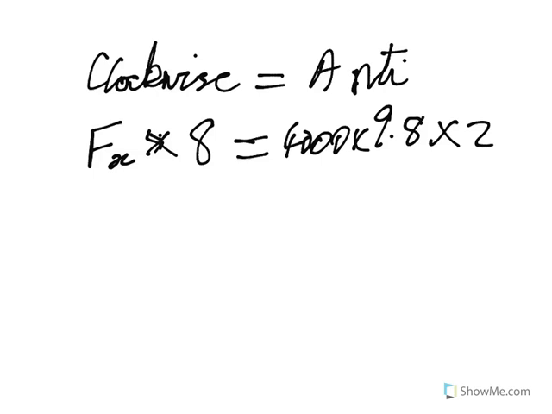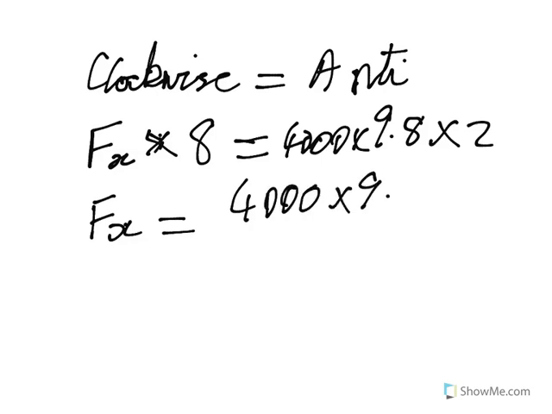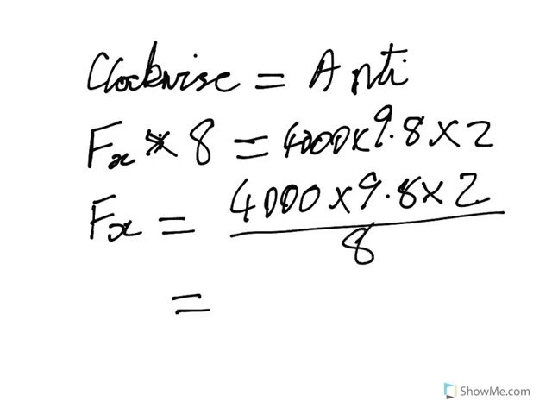And so when we figure all of that out, I can find FX if I divide by 8 on both sides, and then we can go 4,000 times 9.8 times 2, and then we divide that by 8, and then we get 9,800 Newton. All right.